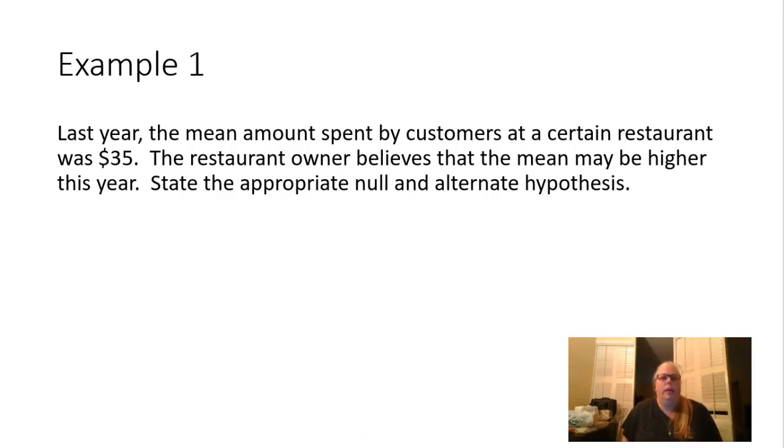Example 1. Last year, the mean amount spent by customers at a certain restaurant was $35. The restaurant owner believes that the mean may be higher this year. State the appropriate null and alternate hypothesis.